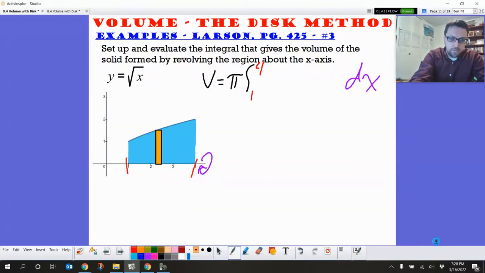And then we need to figure out what our radius is. So that's this little piece right here in that orange. It is the square root of x. So square root of x. Then we just need to square that.